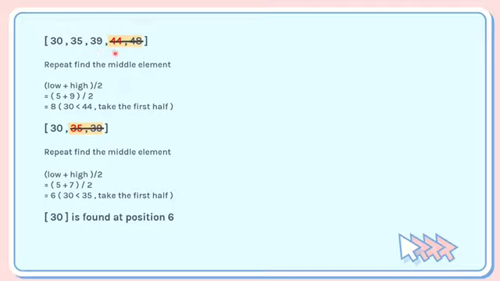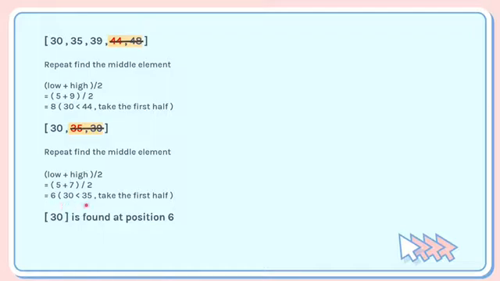You can see here index number 8 is the value 44, and then we have to compare the value of 44 with the value that we want to search. 44 is greater than 30, so we only have to take the first half of the array. Next, we will repeat the step to find the middle element again. So this is index number 5, 6 and 7, and then we will get the middle element of this array is at index number 6.